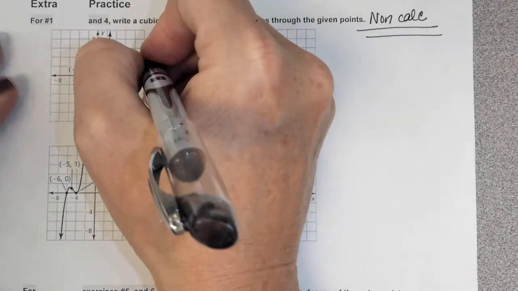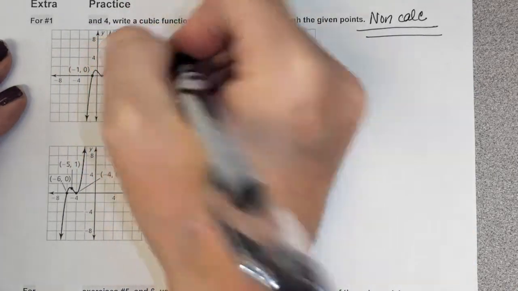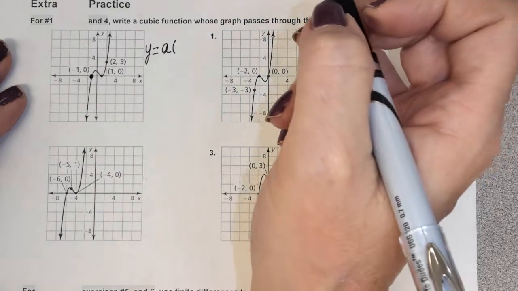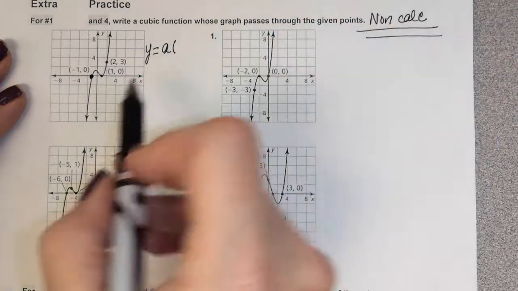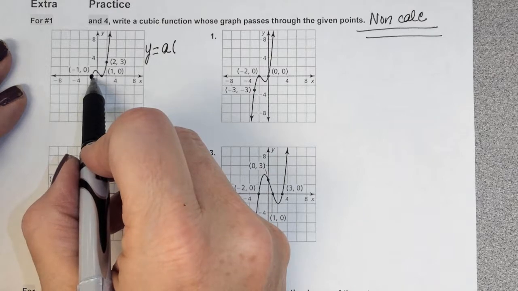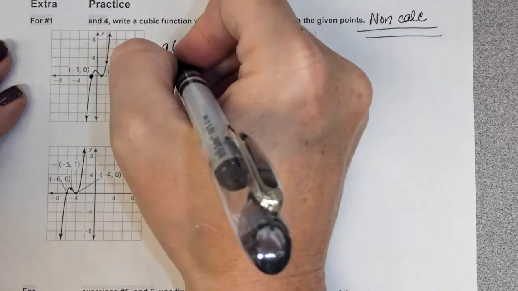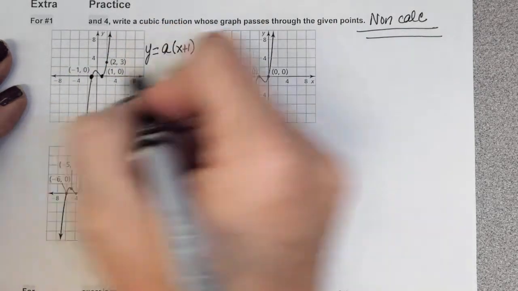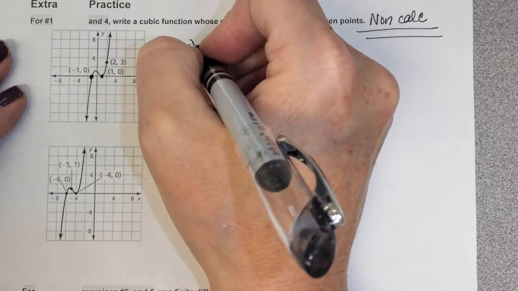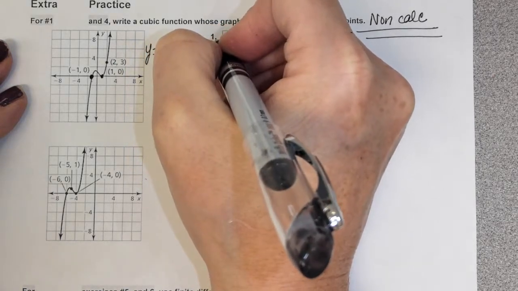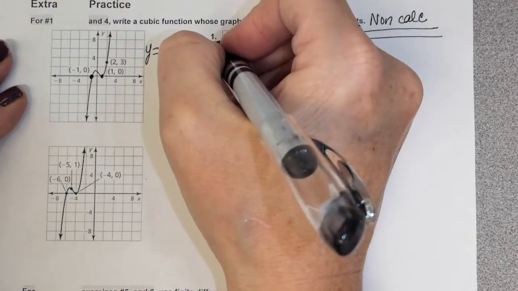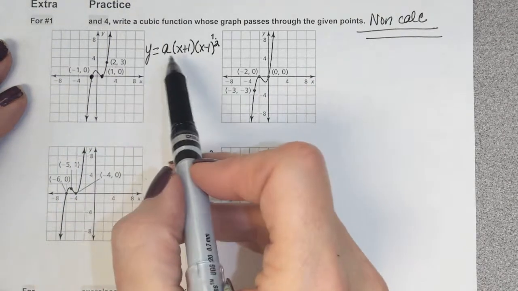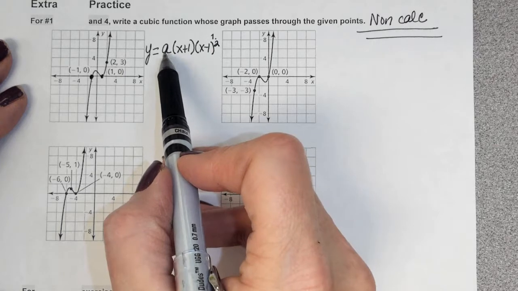Here's what we can do. We know it's going to have to be y equals a. We don't know what the a value is. If this is going to be a 0, what was it as a factor? If the 0 is -1, what was the factor? X plus 1. All right, guys, this is another 0 right here at 1, 0. What was the factor? And then if it's a bounce, what happens? It's got to be squared, right? So we know all of this would be right, but we don't know the a value.